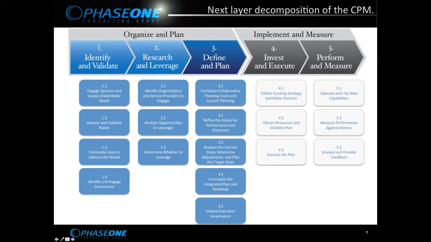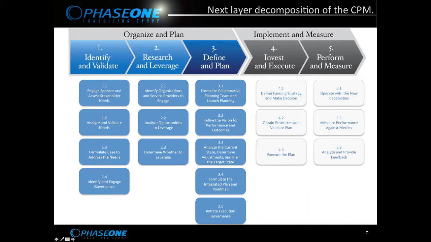This is the next layer of decomposition of the CPM. The CPM actually goes down another layer even beyond this. There's a full document that exists and is available online, and it spells out to a very low level of detail the collaborative planning methodology and its intentions. So this shows our 3 levels of decomposition, from the top level of organize and plan and implement and measure, and then 5 steps. And each of those 5 steps has a decomposition in place.